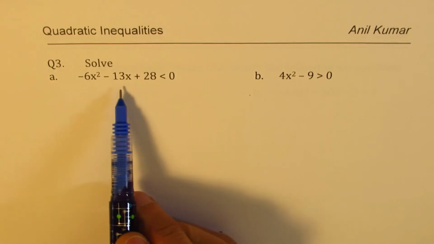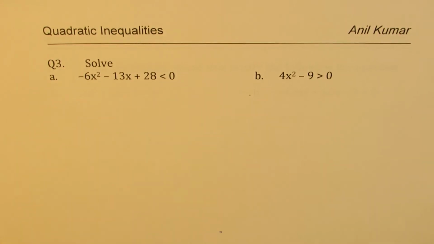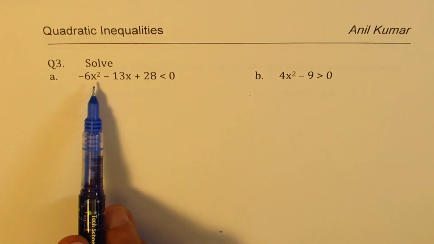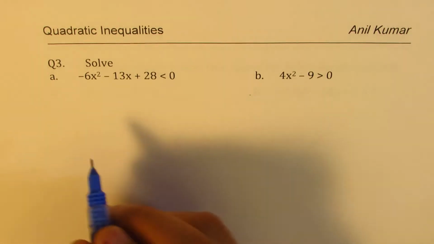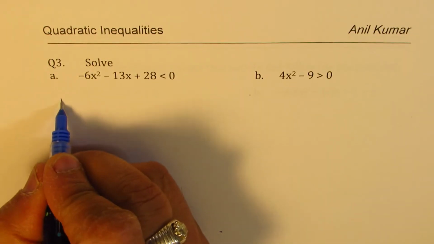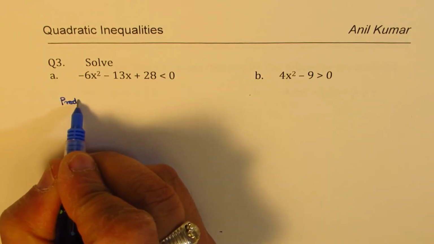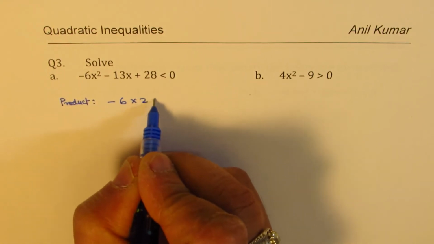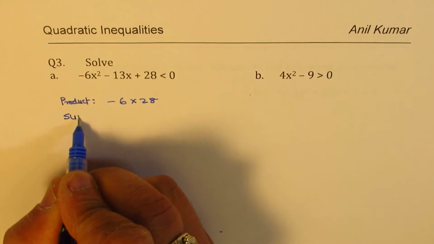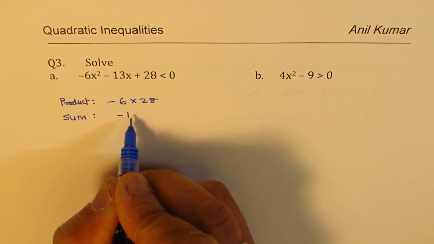Minus 6x squared minus 13x plus 28 less than 0. You need to factor this. The coefficient is not equal to 1. It is minus 6. So to factor, we will look for a product to be what? Product should be minus 6 times 28. And the sum should be what? Sum should be minus 13.